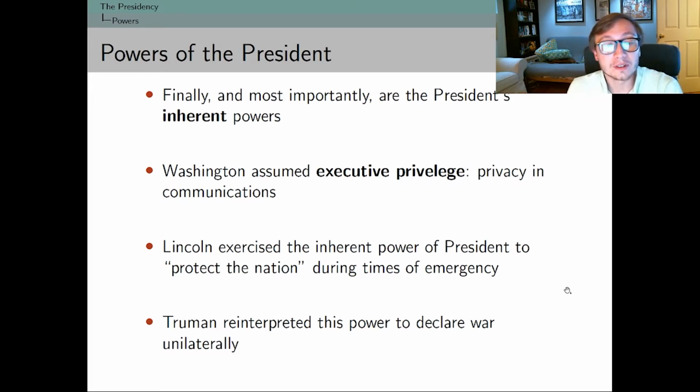And so, for example, Lincoln exercised the inherent power of the presidency to protect the nation during times of emergency, right, during the Civil War. Certainly, this was an incredibly politically controversial kind of thing, and many critics argued that he was trampling the Constitution at the time. And of course, we can think, in the 20th century, about Truman, who reinterprets his power and says, hey, I'm the commander-in-chief. I think I'm able to declare war unilaterally. And Congress says, no, the Constitution does not say that, right? That's our job too, right?